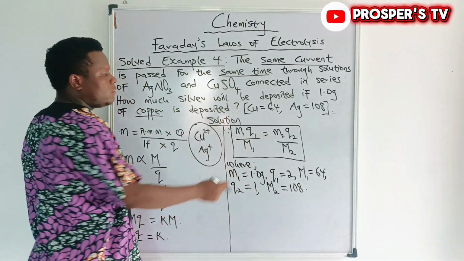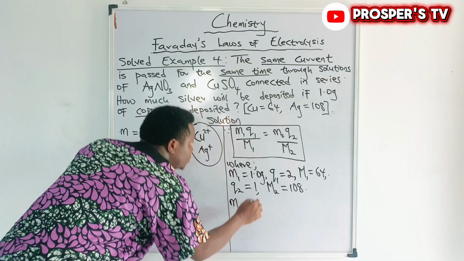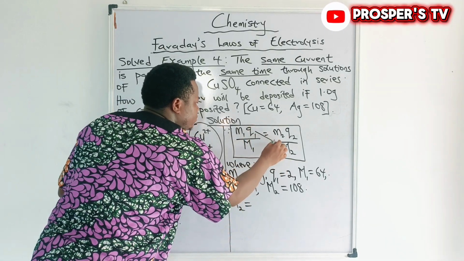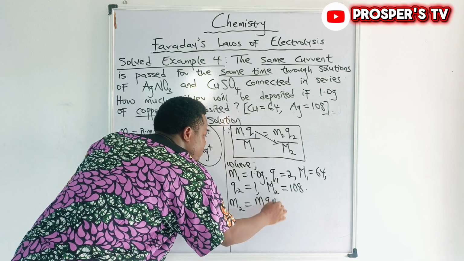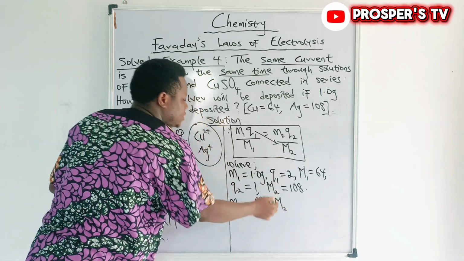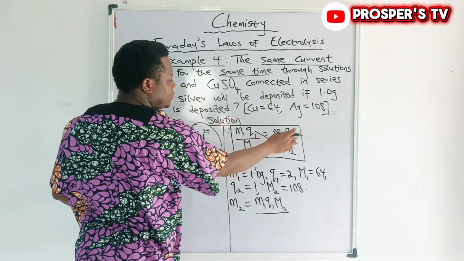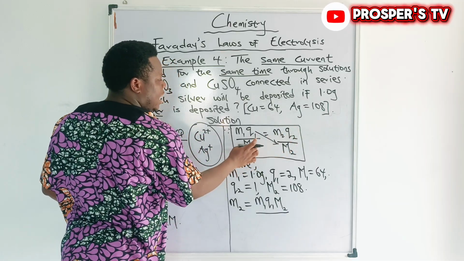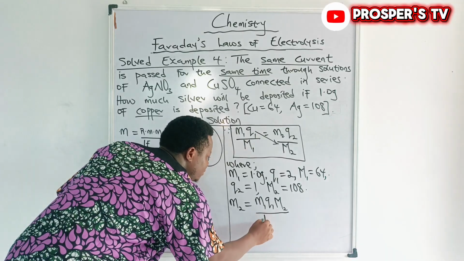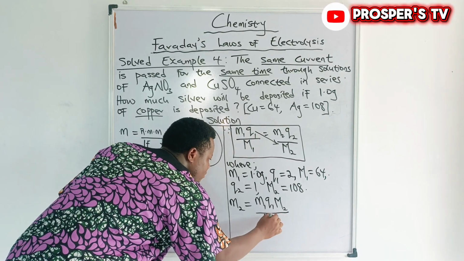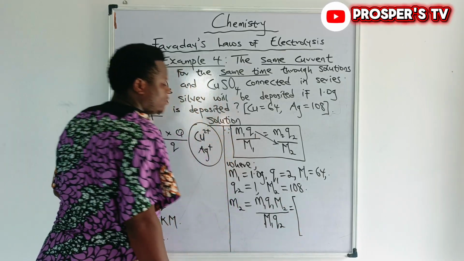So if you plug in all of this and make m2 the subject of formula, m2 would be equal to, if you cross multiply, this will multiply this, so you have m1, Q1, M2, then divided by, since you are making m2 alone, you have to divide both sides with the coefficient, which is Q2 and M1. So if you divide both sides by Q2 and M1, you plug in this, and then you have your final answer.